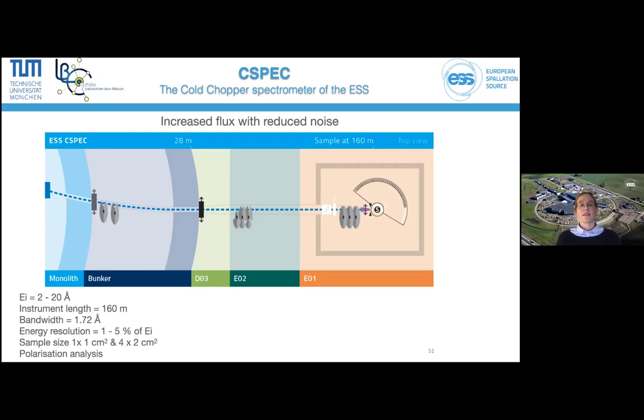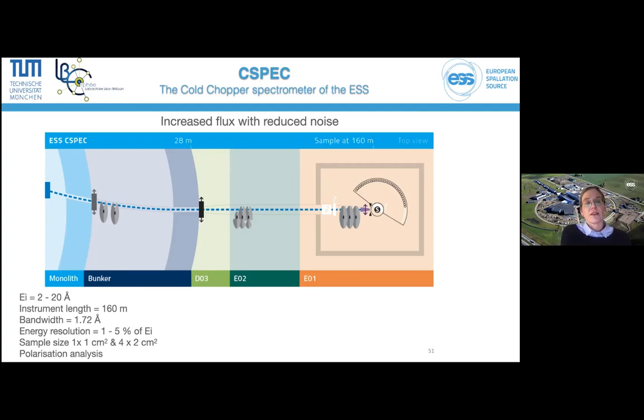This instrument has a short bandwidth because it's a long instrument. It has a very good energy resolution, 1 to 5% of incident energy, and it will access sample sizes which are significantly larger than those of MAGIC, the diffraction instrument. But remember that it's actually very difficult to extract information from an inelastic signal, so you cannot expect to go as small. And in an upgrade, it will also have polarization analysis.